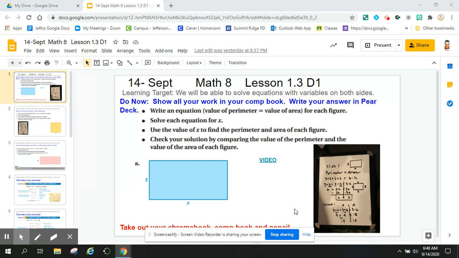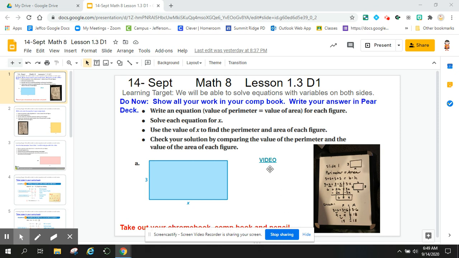So then what I did is I checked to make sure that in fact the perimeter is equal to the area, so I replaced the x's with the number 6. And then I did a couple of calculations. 3 plus 6 is 9, 3 plus 6 is 9, 9 plus 9 is 18. The area is easier to find because it's just base times height. 3 times 6 is 18.